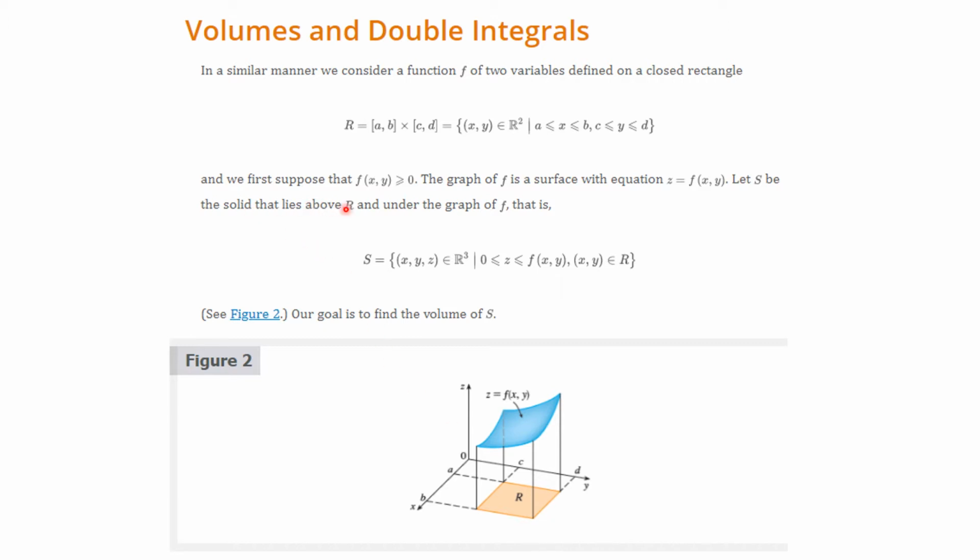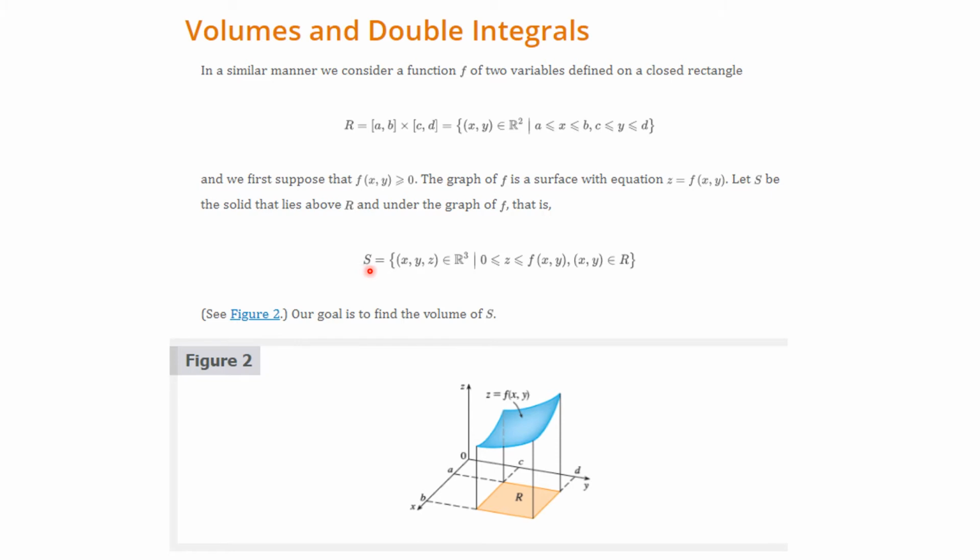And we're going to start, as we did when we studied Calc 1, by talking about f of (x, y) being greater than or equal to 0. We will relax that constraint eventually. So the graph of f is a surface with the equation z equals f of (x, y). That's the blue picture here. And we're going to let S be the solid that lies above R, above the rectangle. The rectangle is its base, and it lies under the graph of f.